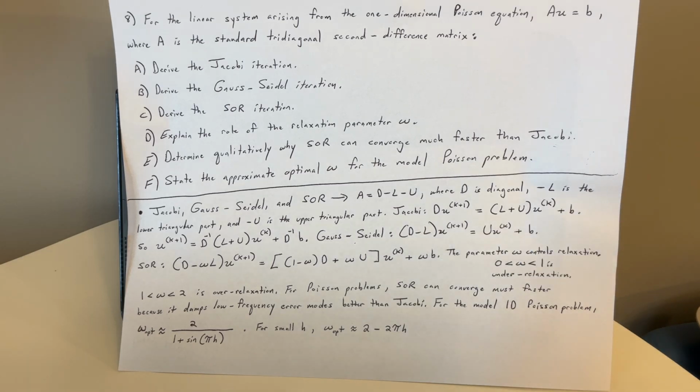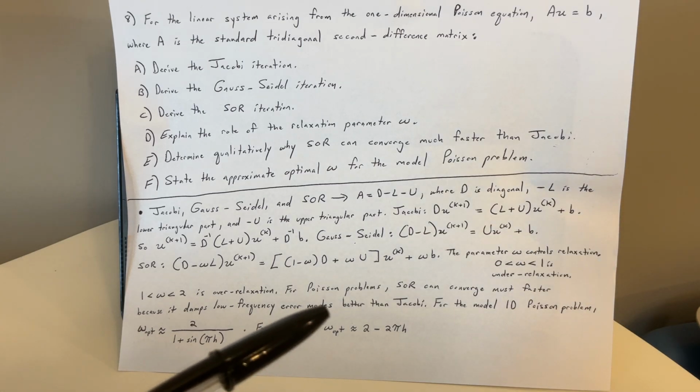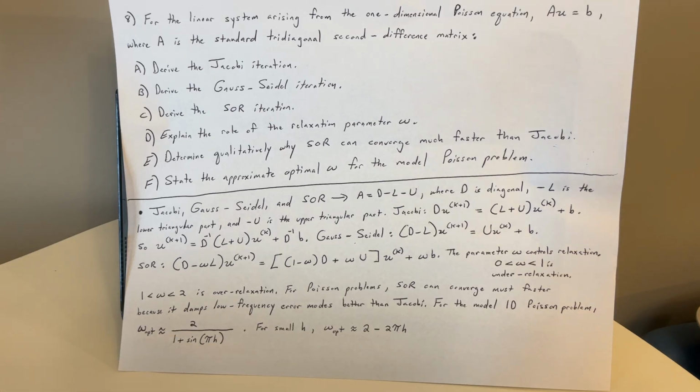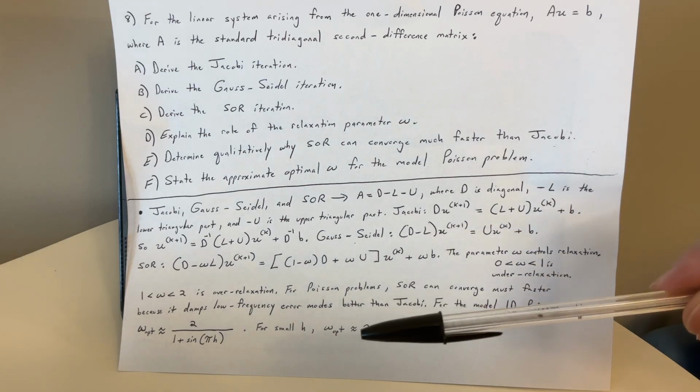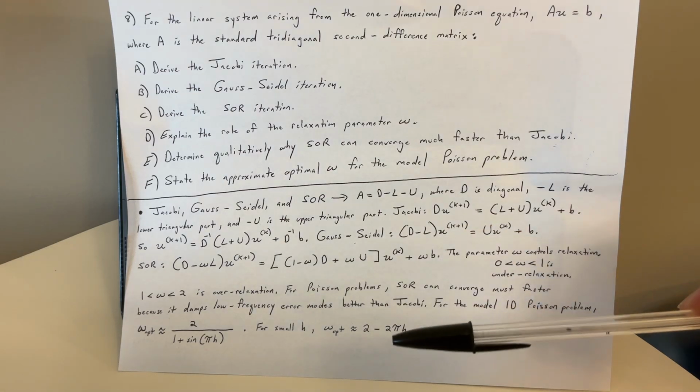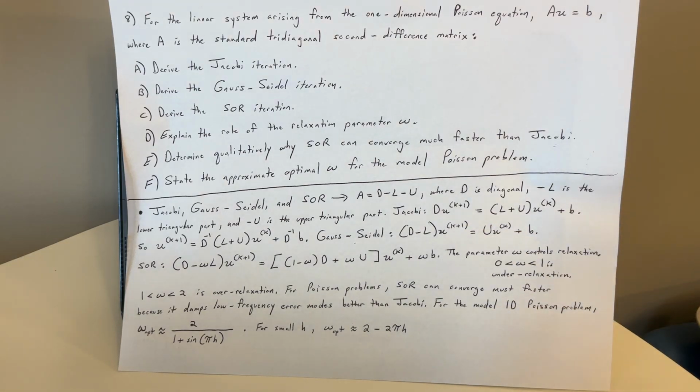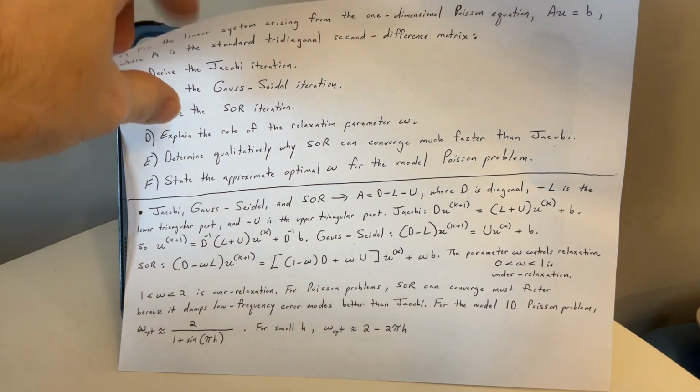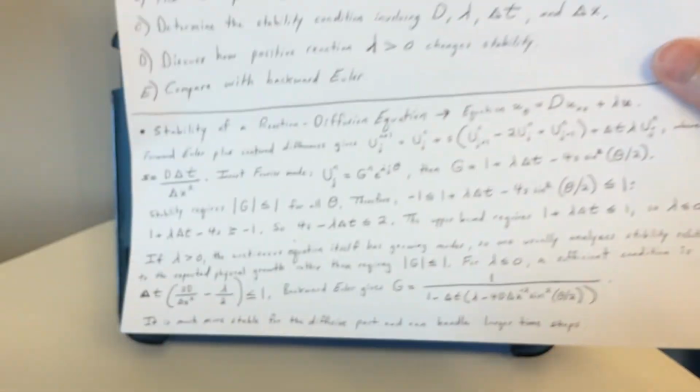For Poisson problems, SOR can converge faster because it damps low frequency error modes better than Jacobi. For the 1D Poisson problem, omega sub opt is approximately 2 over 1 plus sine pi h. And for small h, omega sub opt is about 2 minus 2 pi h. So that's number 8. Moving along to number 9.